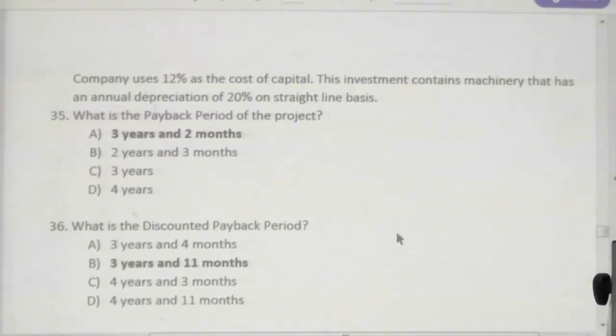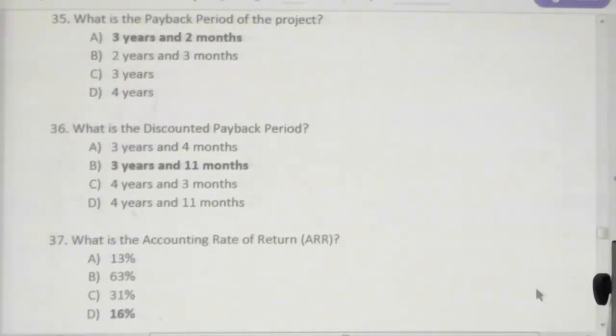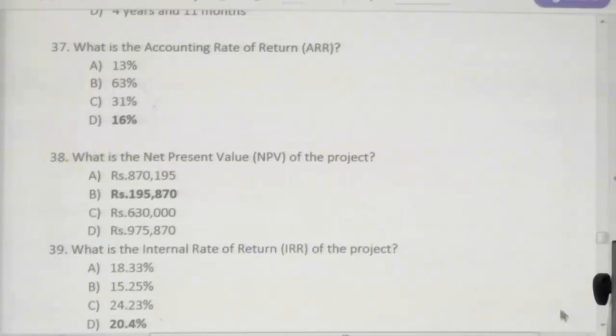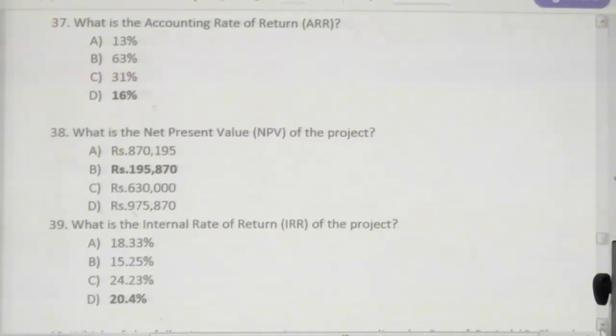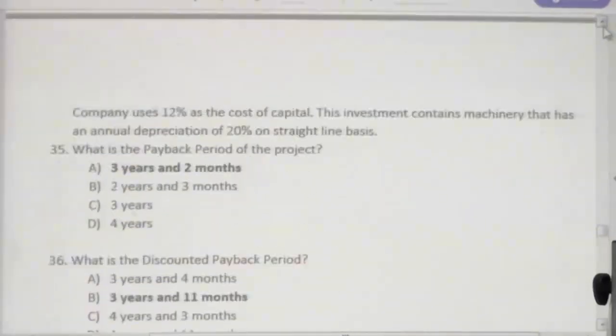Question number 1, payback period, that is 35. Then 36, discounted payback period. 37, accounting rate of return. 38, NPV, and 39, IRR, right? All the 5 methods they requested you to do. Let's calculate all these 5 answers using this information. However, to do these things you have only 12 minutes.